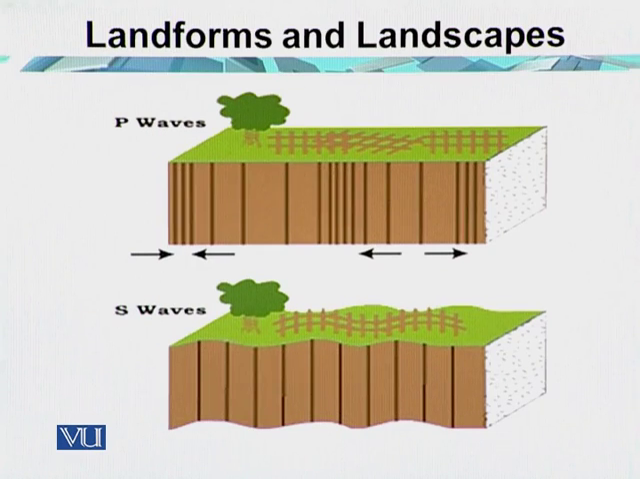P waves are pressure waves that travel faster than other waves through the Earth to arrive at seismic stations first. These waves can travel through any type of material, including fluids, and can travel at nearly twice the speed of the S waves. Typically, speeds are 300 meters per second in air, 1450 meters per second in water, and about 5000 meters per second in granite type of rocks. So these are the P waves.